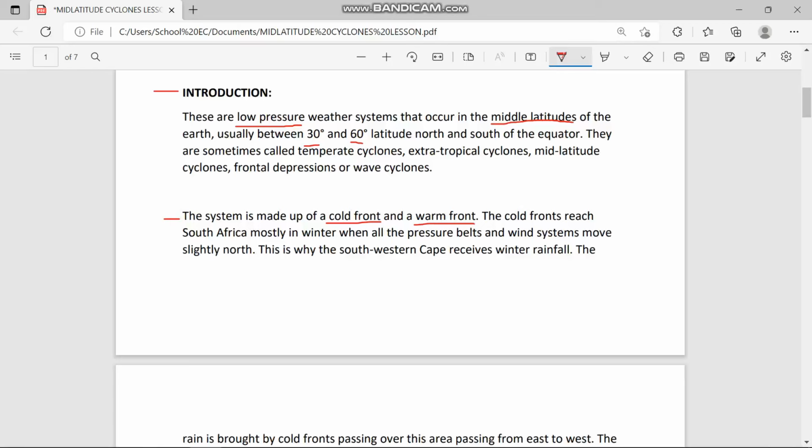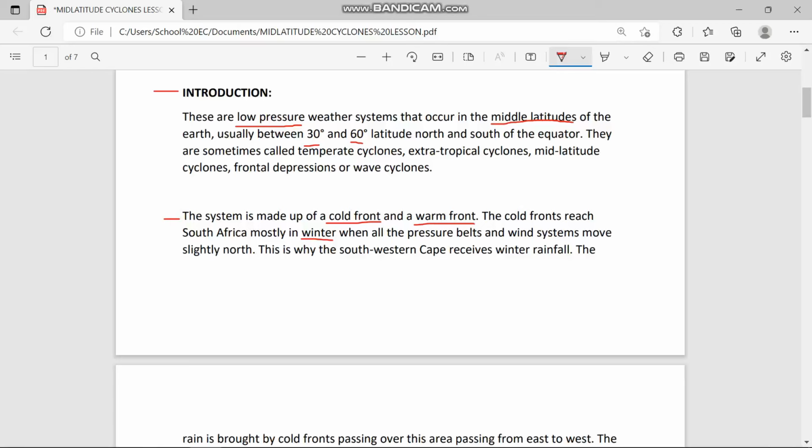The cold fronts reach South Africa mostly in winter. So the cold front reaches South Africa in winter, meaning that these mid-latitude cyclones occur in winter, not in summer, not in spring, not in autumn.